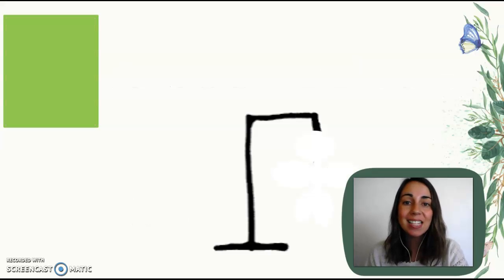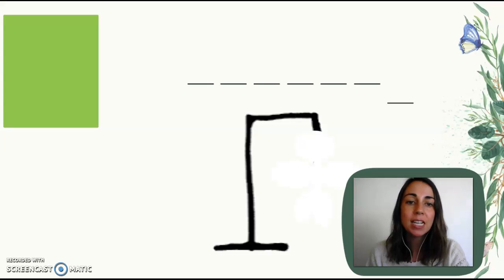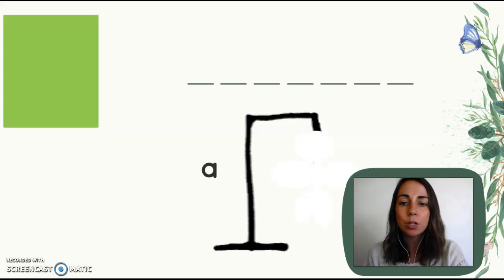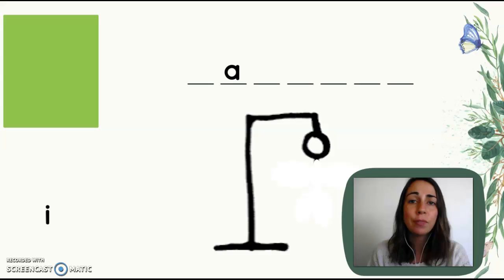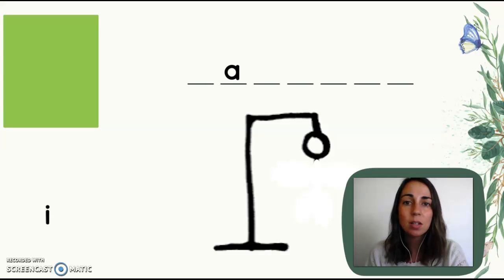And our last word is 1, 2, 3, 4, 5, 6, 7. It has 7 letters. So let's see our first sound. Ah. Can it be ah? Yes, it does have an ah. Let's see our next sound. What sound is that? I. Does our insect have an I? No, and the head of our hangman appeared. Let's see the next sound. E. Does this insect have an E? No, and the body of our hangman is there.